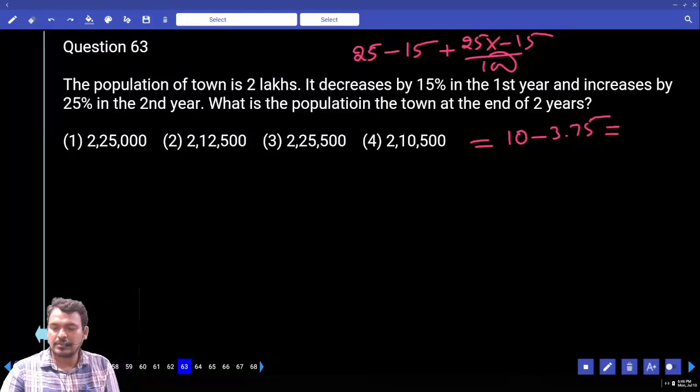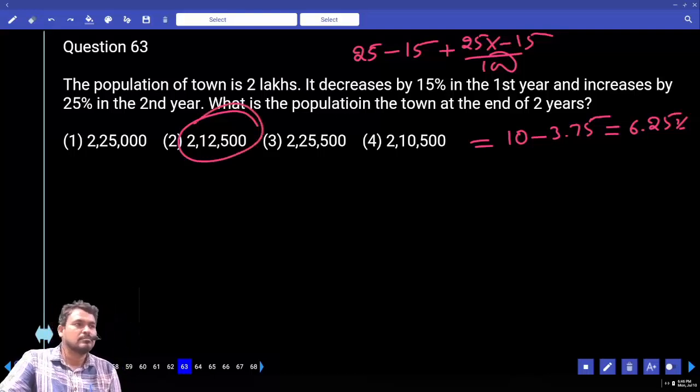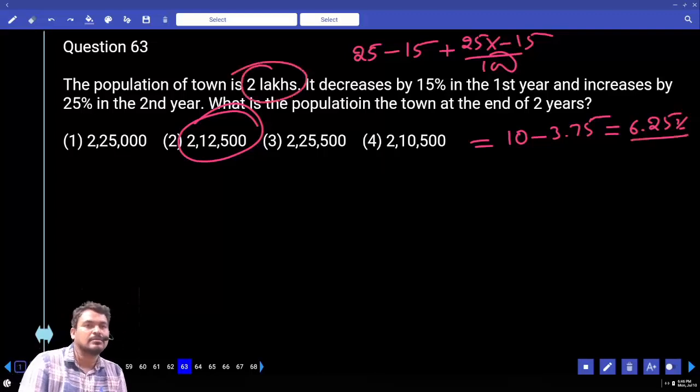What is the difference? 6.25%. It is increased or decreased? Increasing. Adding or subtracting? Adding. What is the answer? 6.25%, adding or subtracting? Adding. 6.25% of how many lakhs? 2 lakhs. Means that is 12,500. Adding or subtracting? Adding.